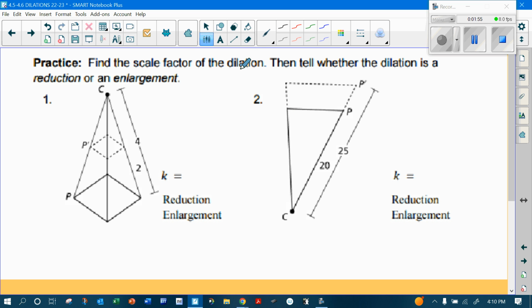So find the scale factor of the dilation. Tell whether it is a reduction or an enlargement. So what we're going to do is compare two sides. They're telling me that this whole thing right here is 4, and this piece right here is 2, which means this piece right here is also 2. So if I compare this piece from C to here to this piece, this is 2 to 4. So you're always going to go new over old.